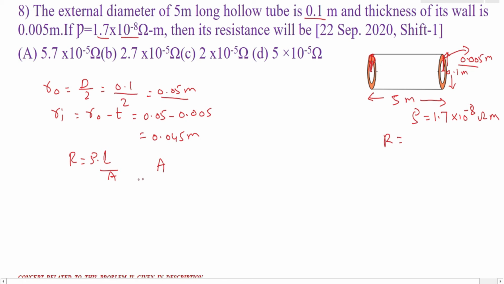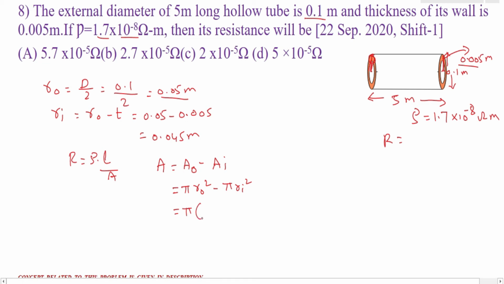That is nothing but area of the outer ring minus area of the inner ring. Okay, now we know the formula for area of ring as pi r square. Now this can be written as pi r naught square, that is radius of the outer ring, minus pi ri square, which is nothing but the radius of the inner ring. Now if I substitute ro and ri, what will I get?